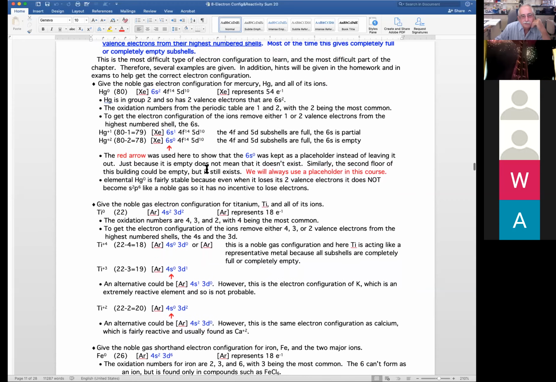And I will always use that red arrow there to show you that I'm keeping this as a placeholder. I get really irritated when I see textbooks just leave it out. Teaching is about communicating. If you're not going to communicate, then don't teach. Because it would imply that it's just disappeared or something. Exactly. Totally confused people. That would be super confusing. Yep.